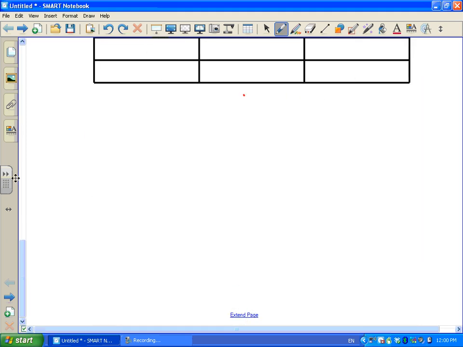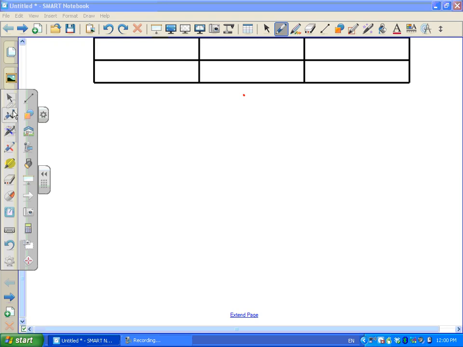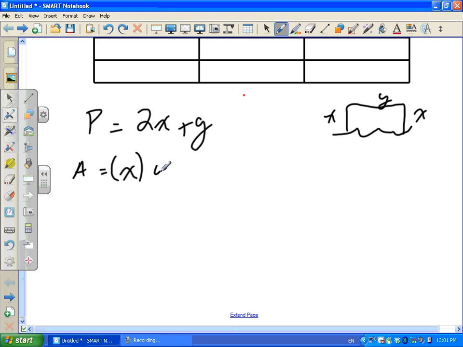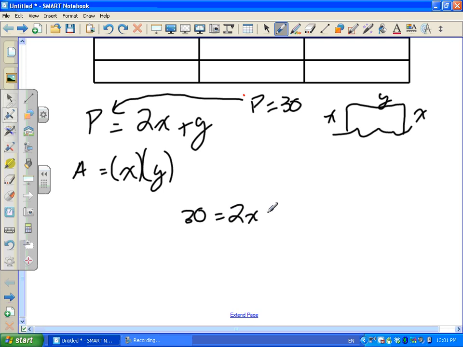So, let's recall we had our perimeter, which was 2x plus y. Let me quickly draw this out again, here's our water, x and y. And we had our area, which was x times y. You knew that. We also know that the perimeter is equal to 30. So I'm going to substitute 30 in for the perimeter. So that's going to give me, and we're going to work with this specific equation, 30 is equal to 2x plus y.